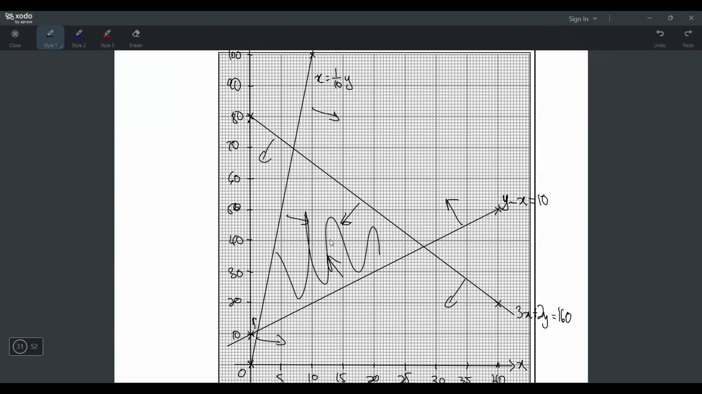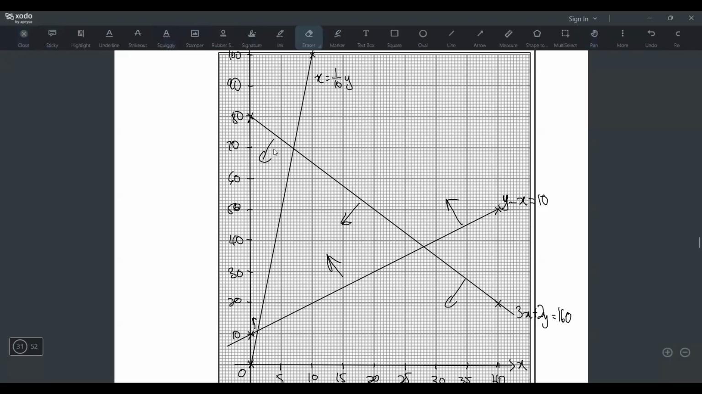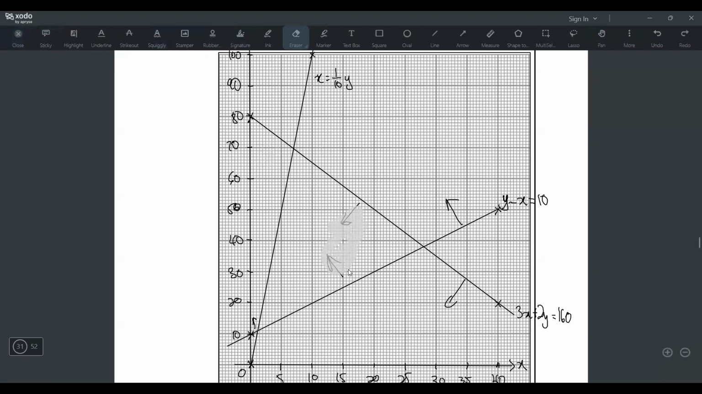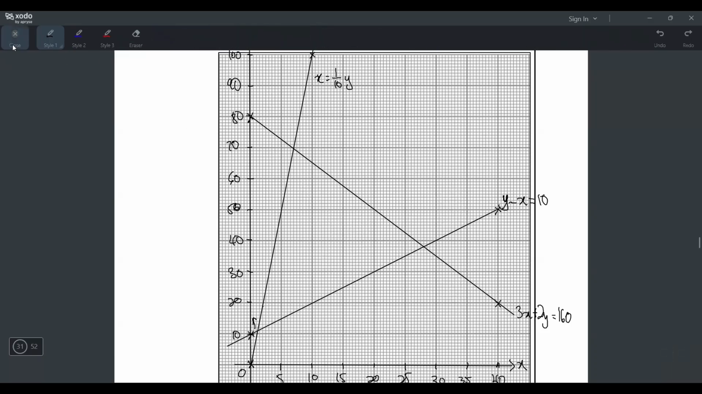The region where all three overlap is here, right? This one cannot, because only two overlap. You need to satisfy all three. So later I will erase all these arrows, and then I will start to shade this region. But make sure you erase nicely. Oh, this one also has to be erased.